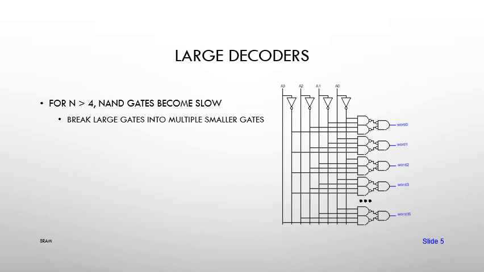Large decoders means here we are using 4 bits or greater than 4 bits to implement. This shows how the implementation is followed in the diagram. NAND gates become slow, so break a large gate into multiple smaller gates. If the 4-bit decoder is shown, 2^4 combinations will produce the outputs. 2^4 means 2 twos are 4, 4 twos are 8, 8 twos are 16, so 16 combinations are produced at the output.